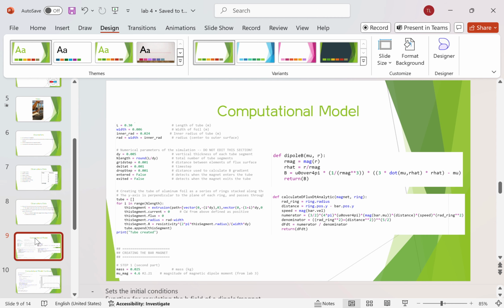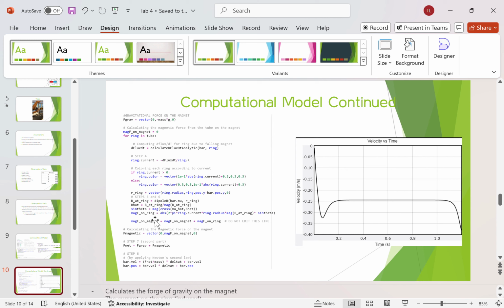Computational model. This slide shows the computational model used to simulate the system. The Python code analyzed the induced currents and magnetic forces as the magnet fell through the tube. On the graph, you can see the velocity versus time plot, which demonstrates how the magnet's velocity changed over time.